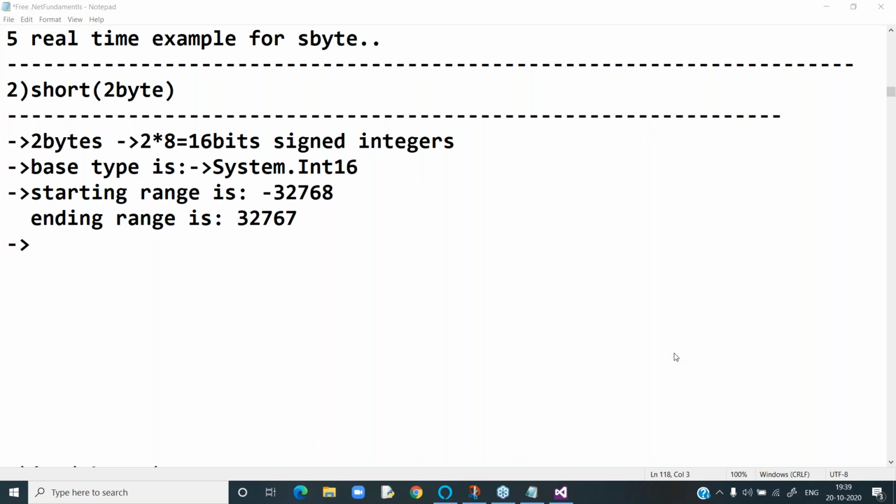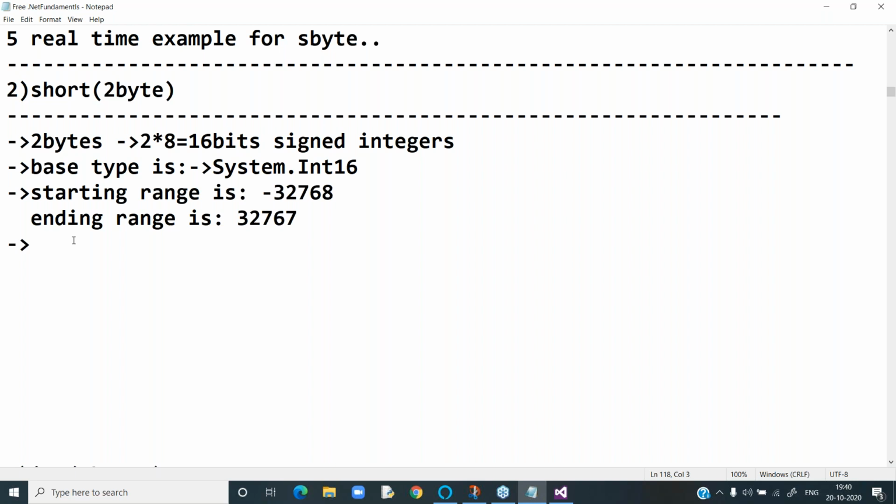What is the starting range? What is the ending range? Right, over. The story is completed. All of you clear?